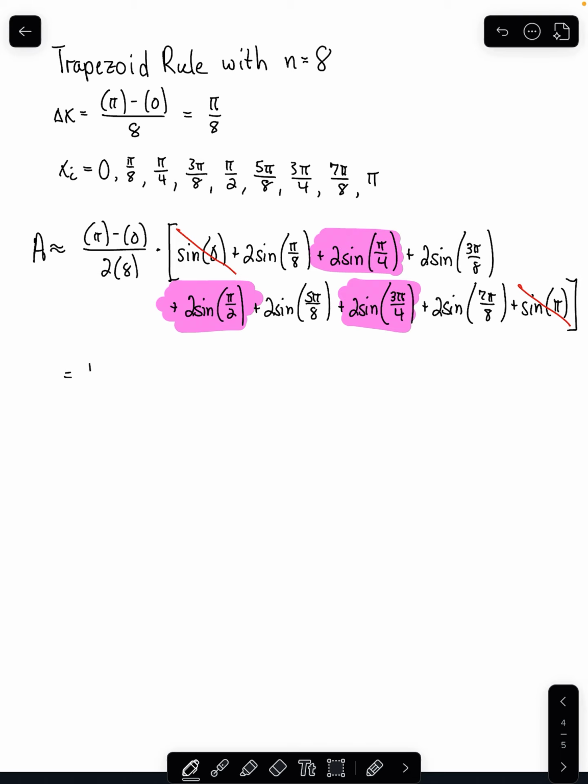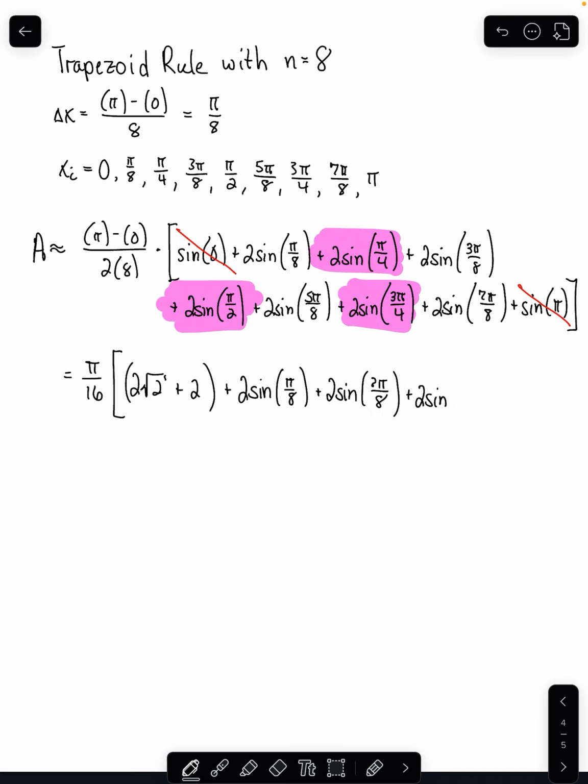So we have in front pi over 16. The 3 highlighted terms we know are going to come out to be 2 times the square root of 2 plus 2. And then we have 2 times the sine of pi over 8 plus 2 times the sine of 3 pi over 8 plus 2 times the sine of 5 pi over 8 plus 2 times the sine of 7 pi over 8.